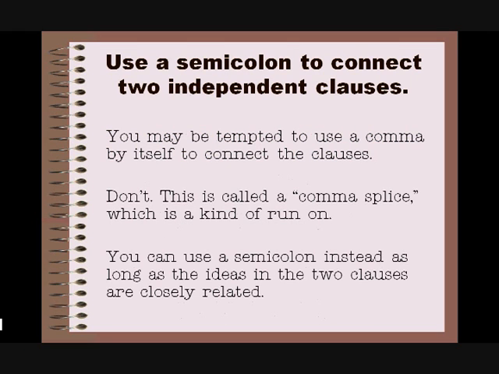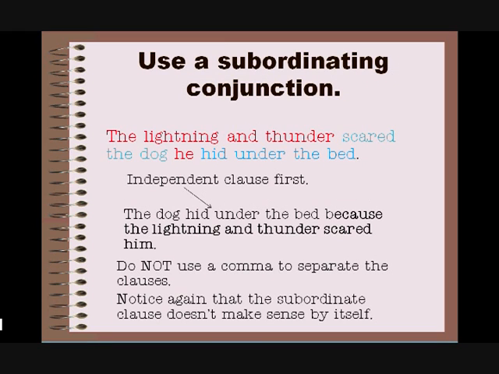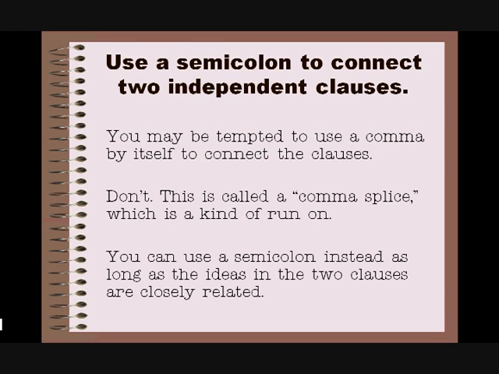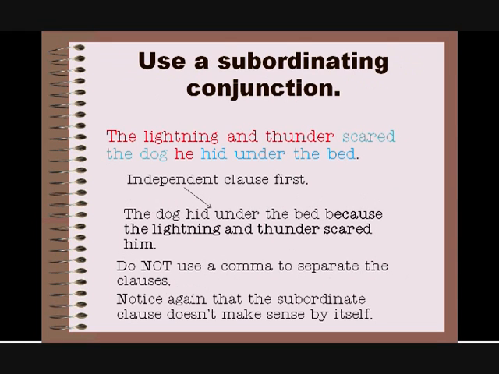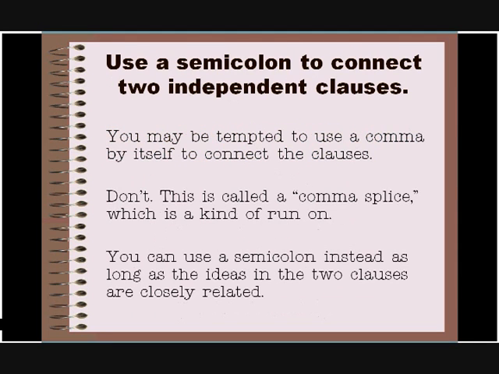So the thing is that if, let's see, where am I? Okay, so you may be tempted to use a comma, but remember that you don't use a comma by itself or it's a comma splice, which is just another kind of run-on. And so you can use a semicolon to connect two independent clauses, and you don't have to add anything else, but there's a couple of rules about how those get used.